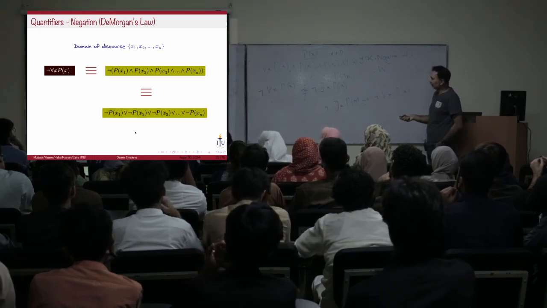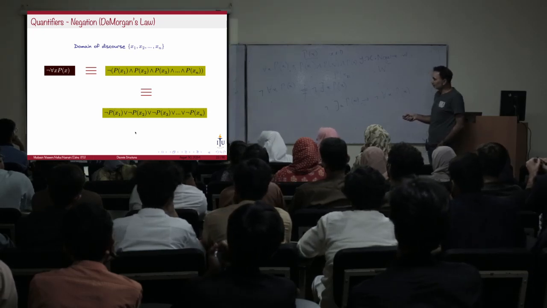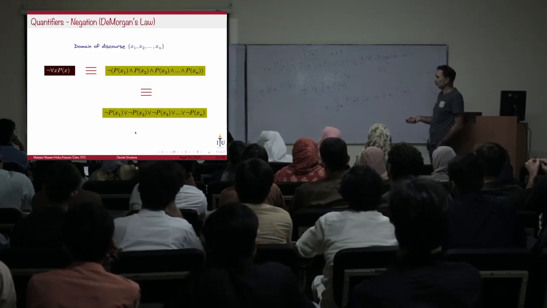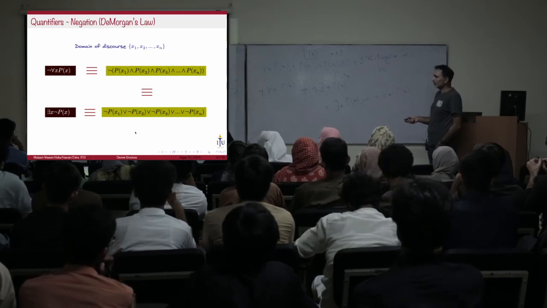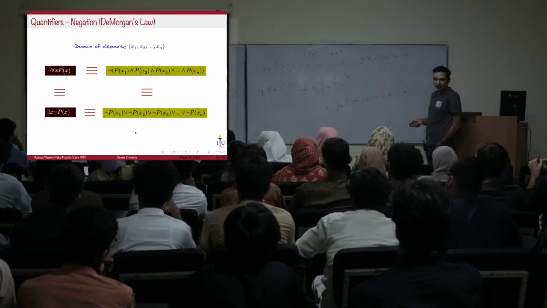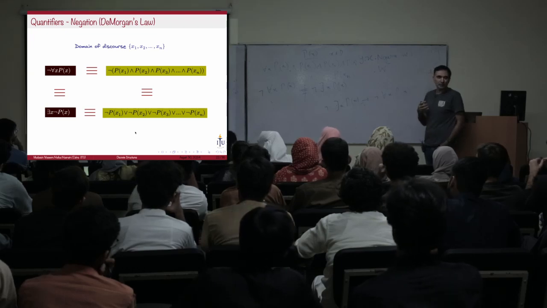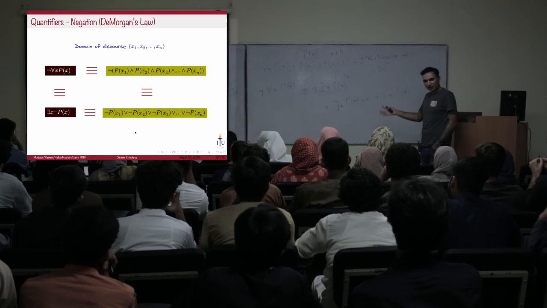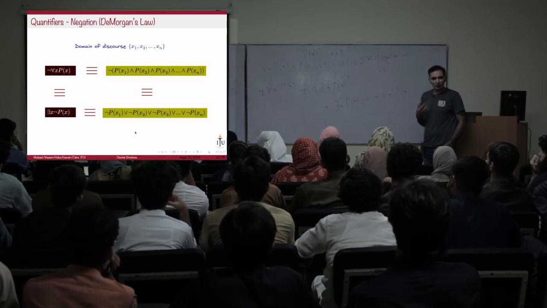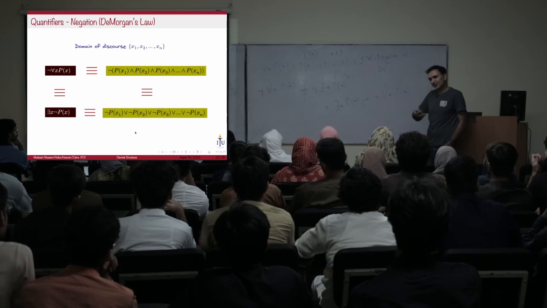So I negated P of x1, I negated P of x2, negated P of x3, and then I flipped all the operators. Here there was an and operator, so I would have an or operator here. And this is equal to there exists x, not P of x. So I've just proved that the negation of for all x P of x is equal to there exists x, negation of P of x. Awesome, good. This is the kind of argument I expect when I give you propositions to prove or disprove.